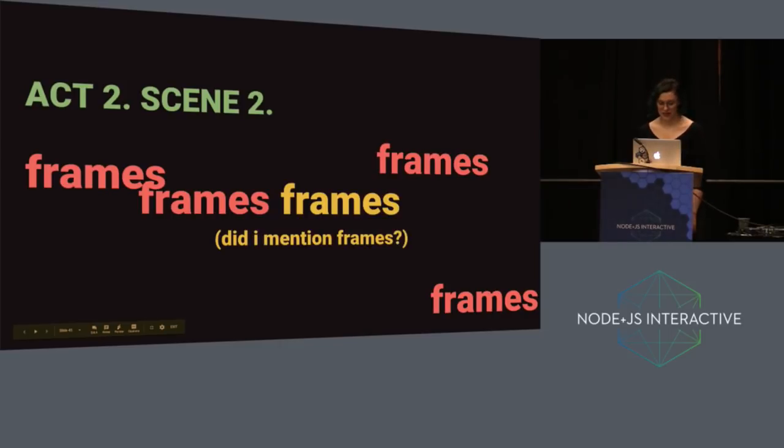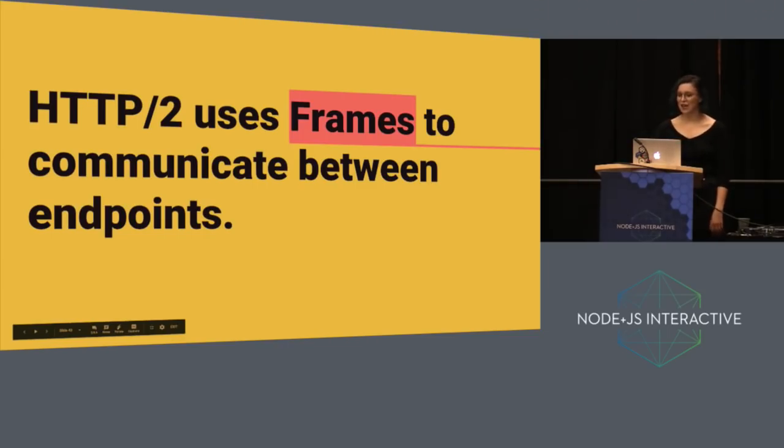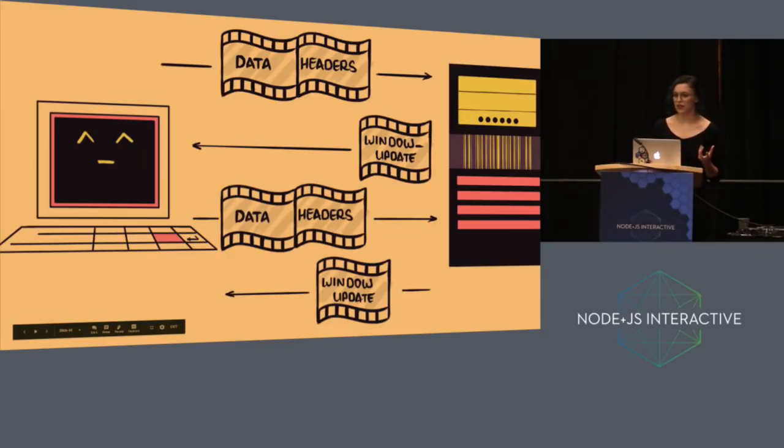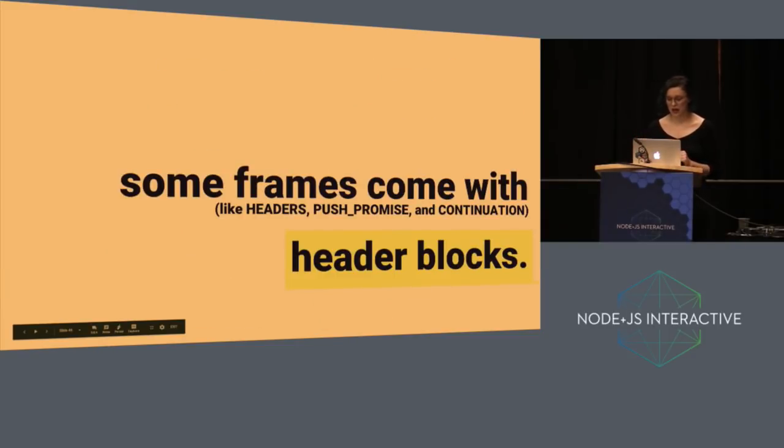All right, so frames. Lots of frames. We said that a single TCP connection is able to handle multiple streams, and a stream is data being put in frames. Essentially, a single stream will have things like data and headers, and being able to do a window update, aka increase the size of your stream. You can do continuation frames and things like that. All the pieces of data are sent in these small, tiny frames. And a bunch of these frames come with header blocks.